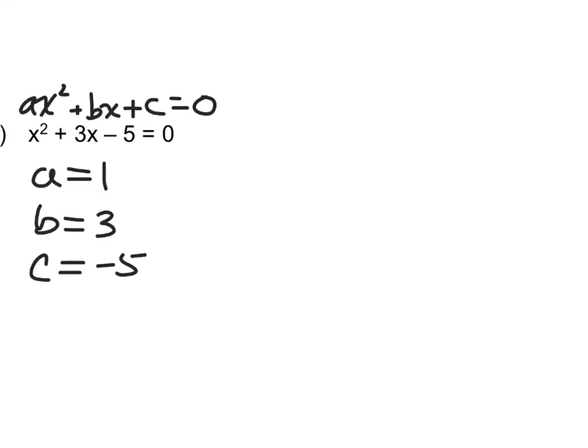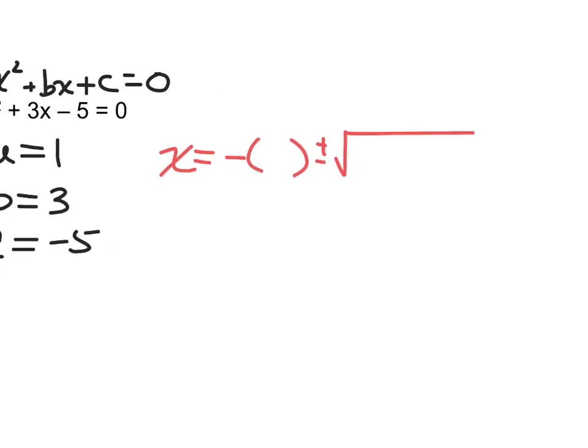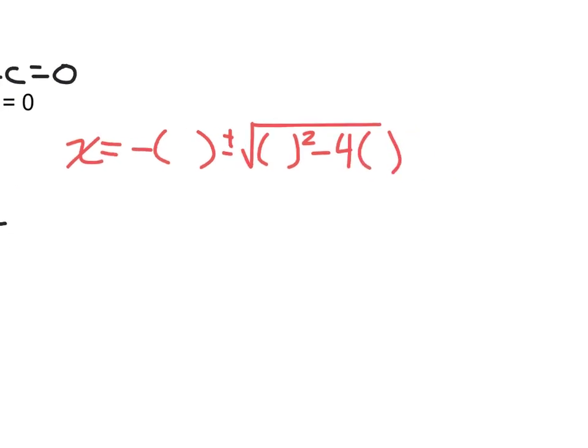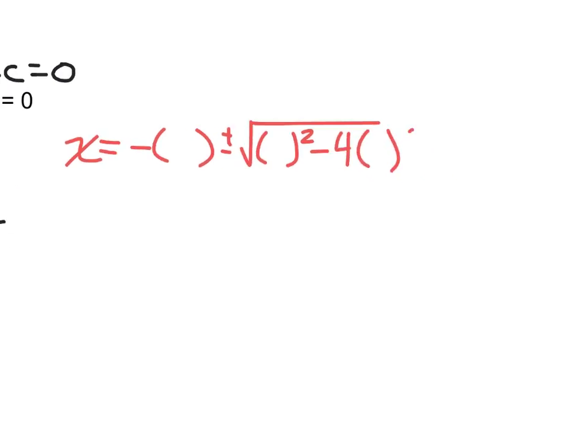I'm going to rewrite my quadratic formula, again with parentheses everywhere that we had a letter. So b squared minus 4 times a times c. I'm just going to move it over a little bit. All over 2a.